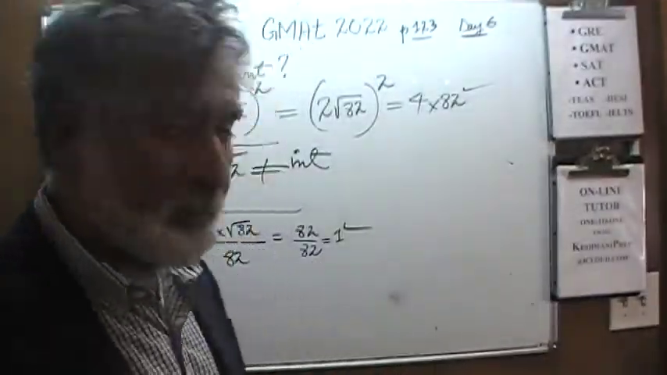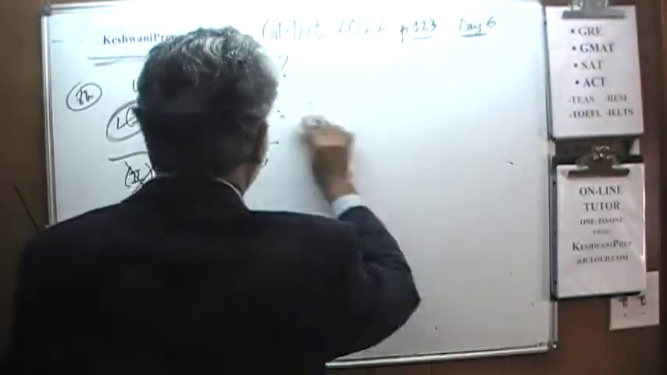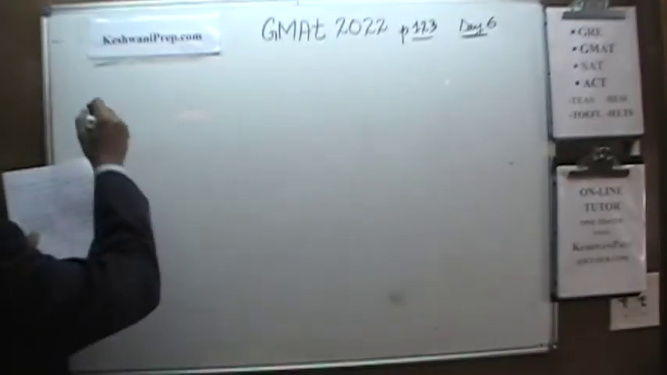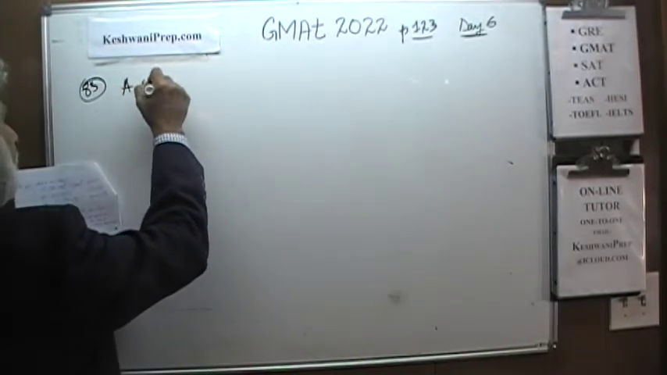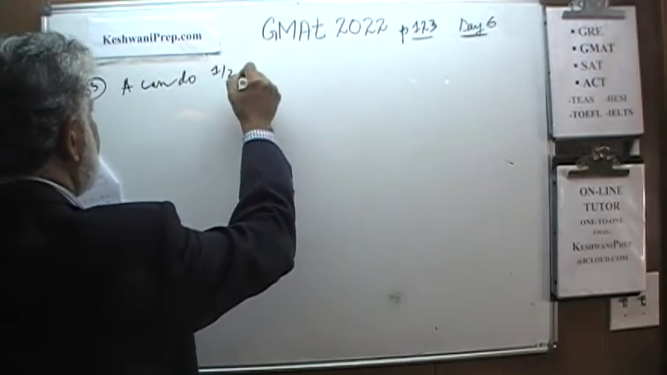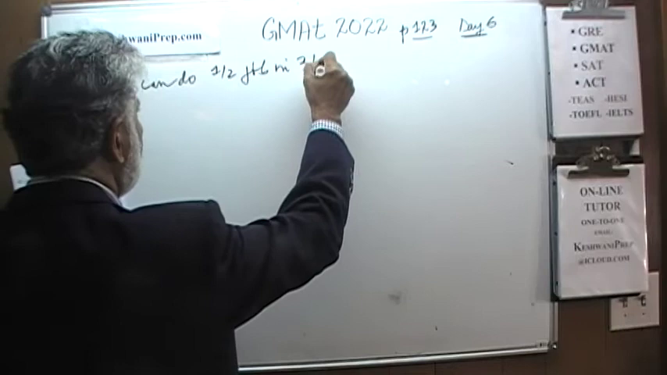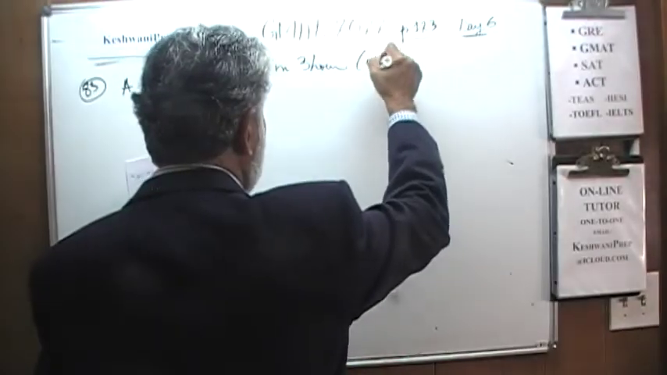Number 83. In number 83, we are told that A can do half the job in 3 hours, which means the whole job in 6 hours.